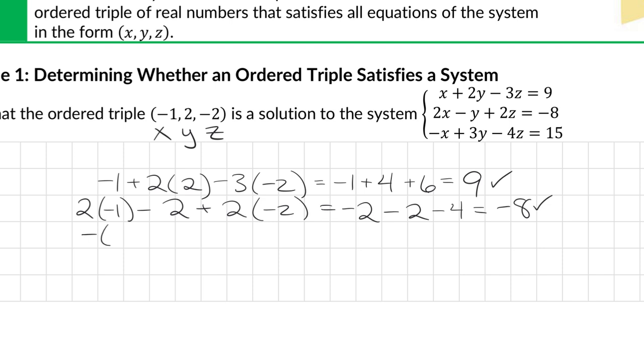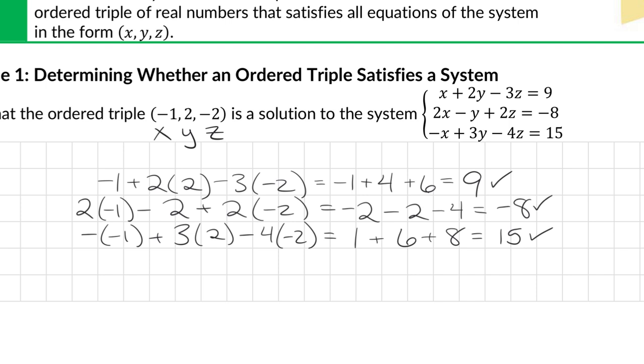We would do negative times -1 plus 3 times 2 minus 4 times -2. -1 is +1. 3 times 2 is 6. -4 times -2 is +8. 1 plus 6 is 7. 7 plus 8 is 15. Is that what we wanted?